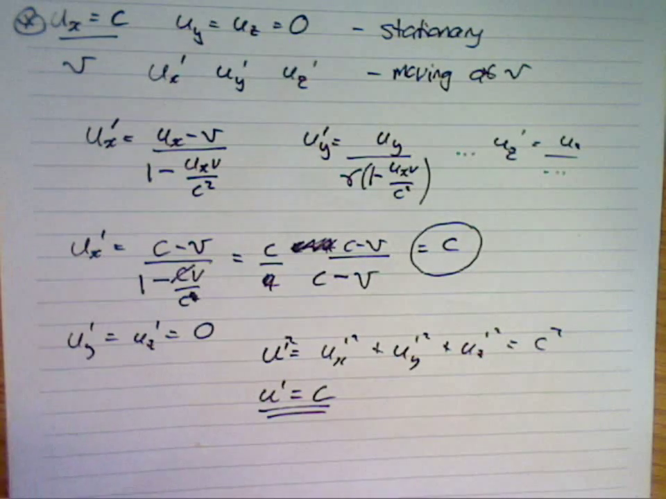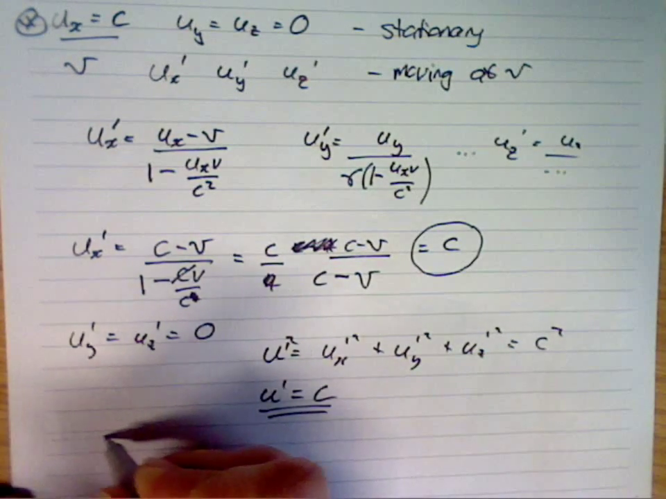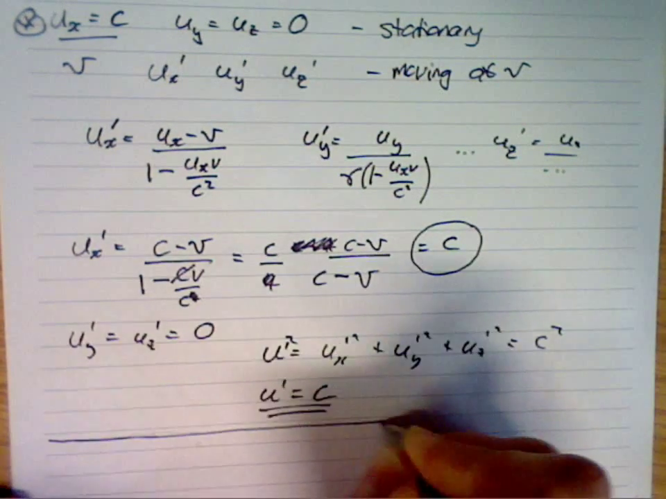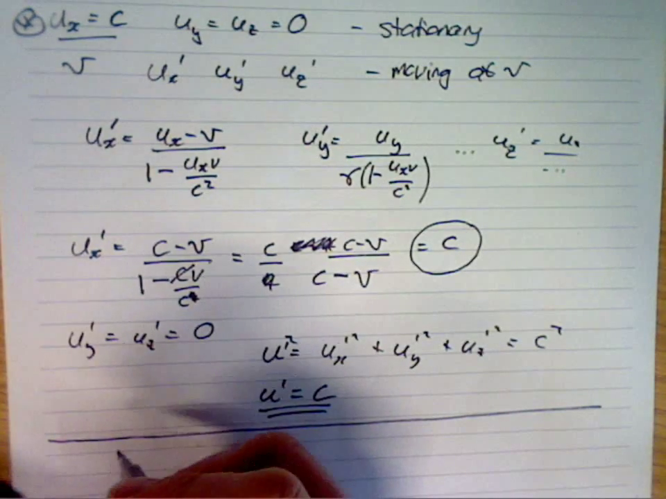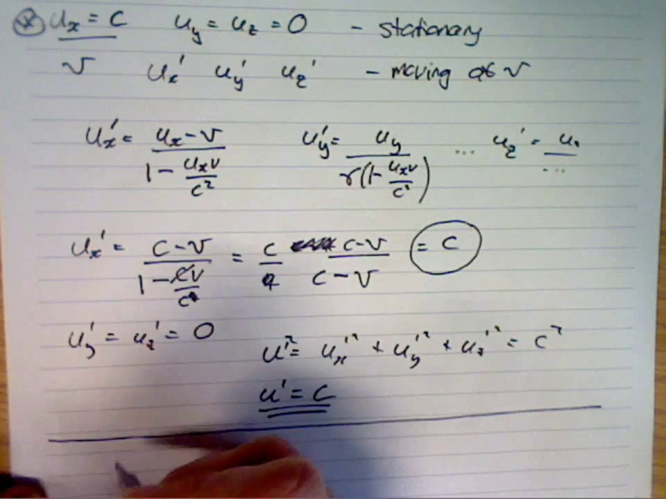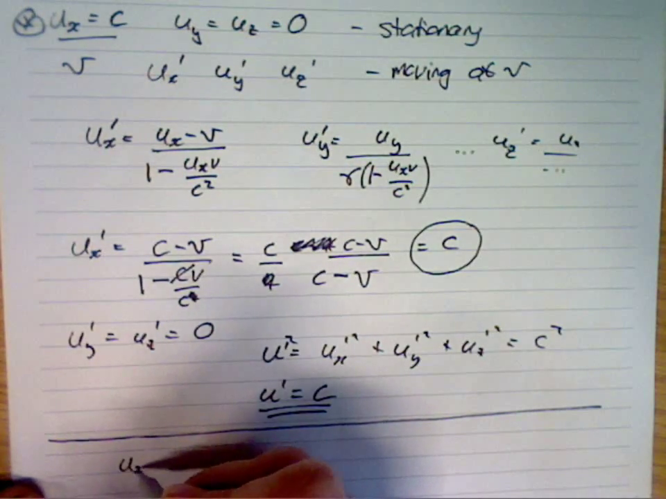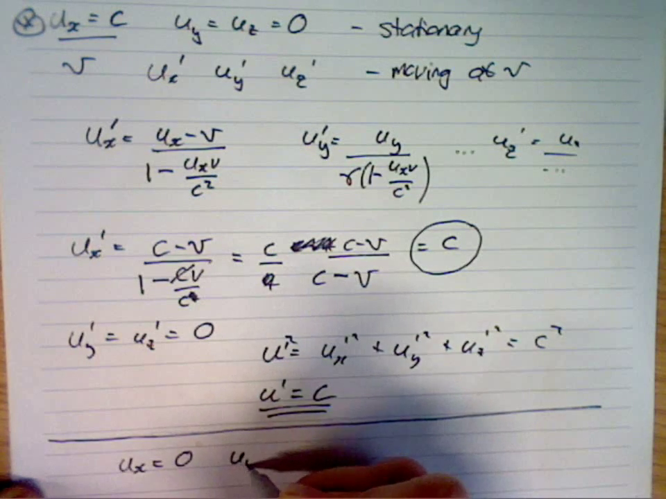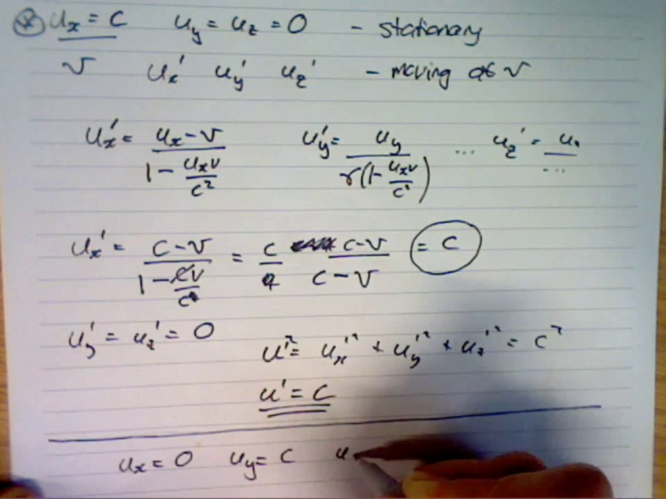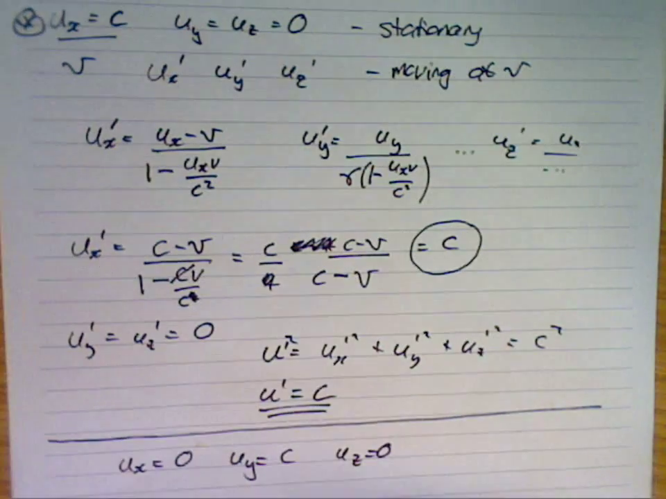Okay, so the second part of this question is considering, again, the moving observer. Let me just check the question. So this time the light is travelling along the y-axis. So this time what we have is that ux is equal to 0, uy is equal to c, and uz is equal to 0.